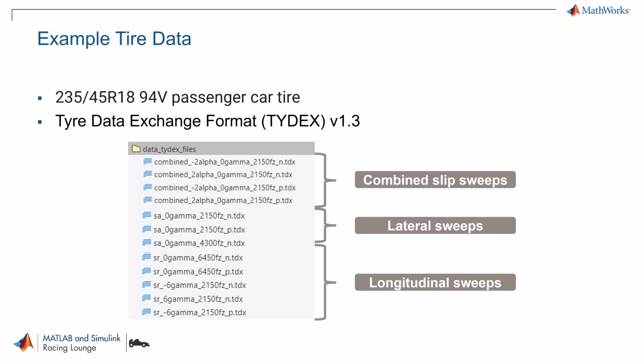The extended tire features for Vehicle Dynamics Blockset include examples that use test data from a mid-size passenger car tire. Data files from each test are stored in the TYDEX format. The data from each unique test procedure and condition is contained in a separate file. And the file name indicates the test type, operating conditions, and sweep directions.